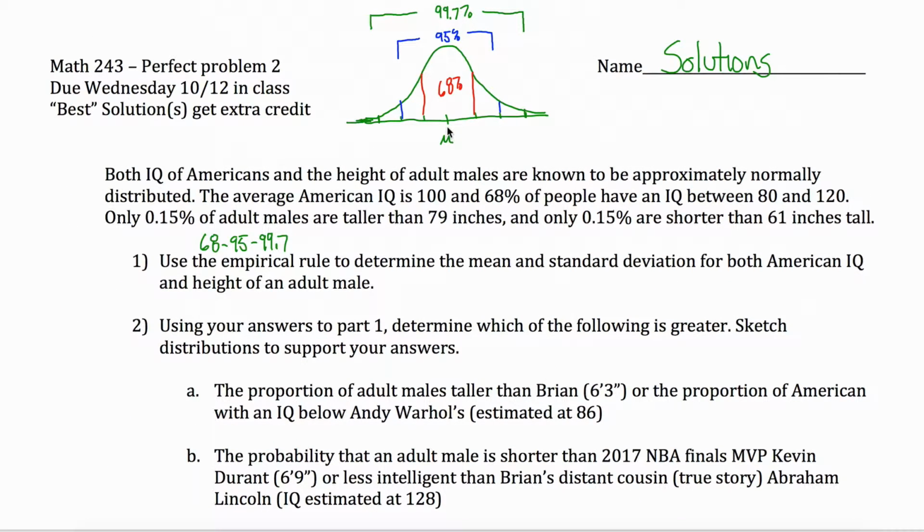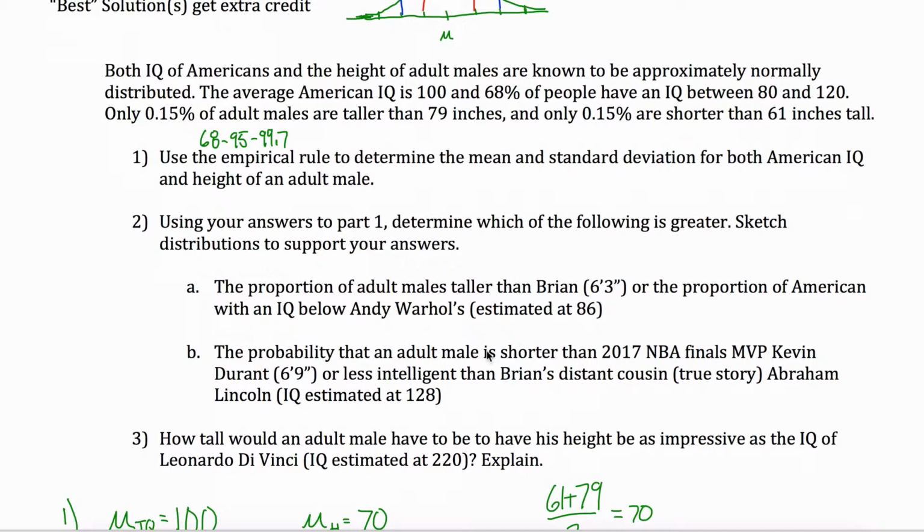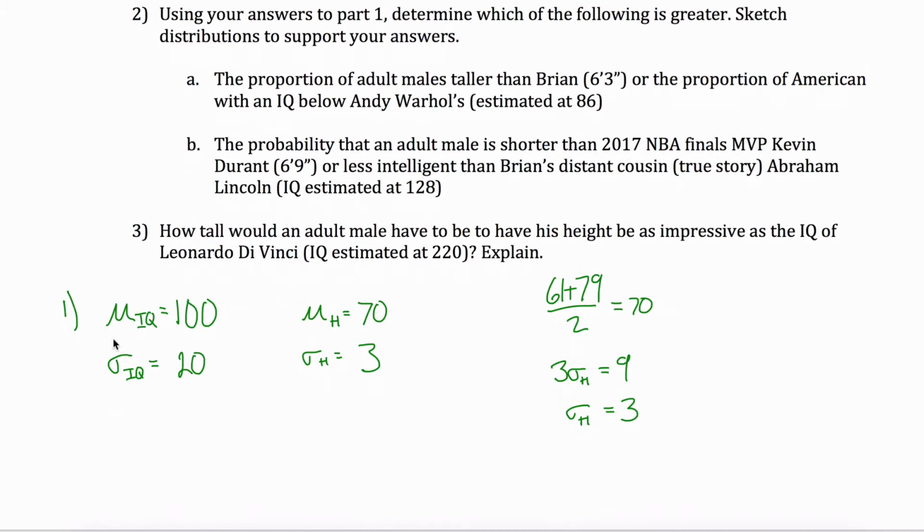If this is 70, then 73, 76, 79, okay, only 0.15% would be greater than 79 to the outside there. So I think that answers number 1, and I think that might be the hardest part of this question. I think once you got that down, you can kind of answer the rest of this stuff. Let's see. 2 says, using your answers to part 1, determine which is greater. Sketch distributions to support your answers.